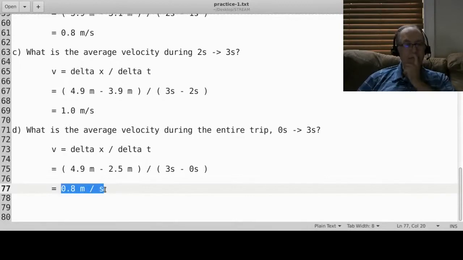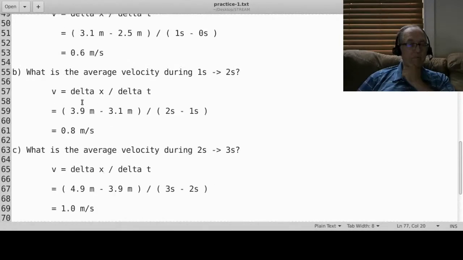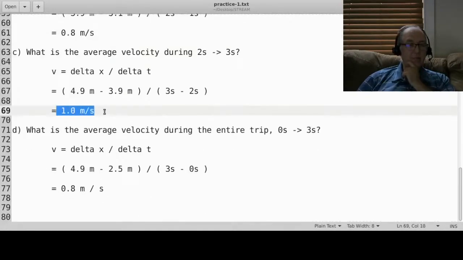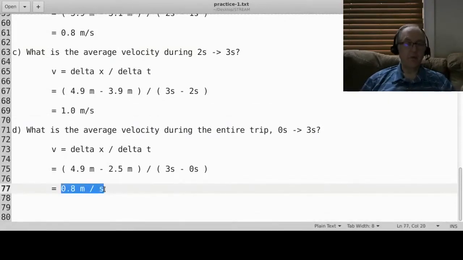Now, does that make sense? Well, you started off slow, started off at 0.6, you sped up to 0.8, then you sped up to 1 meter per second, and you could see that that 0.8 is right in the middle. Okay, and so this is an average velocity, but it's an average velocity over the entire trip.